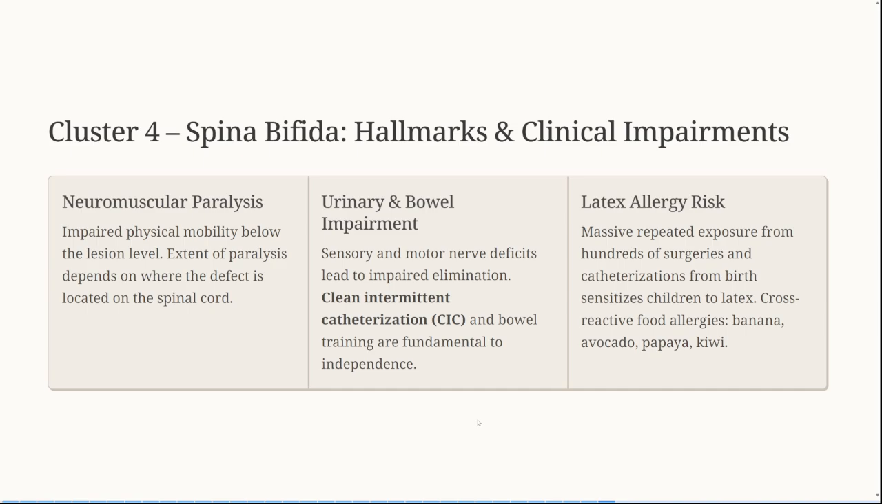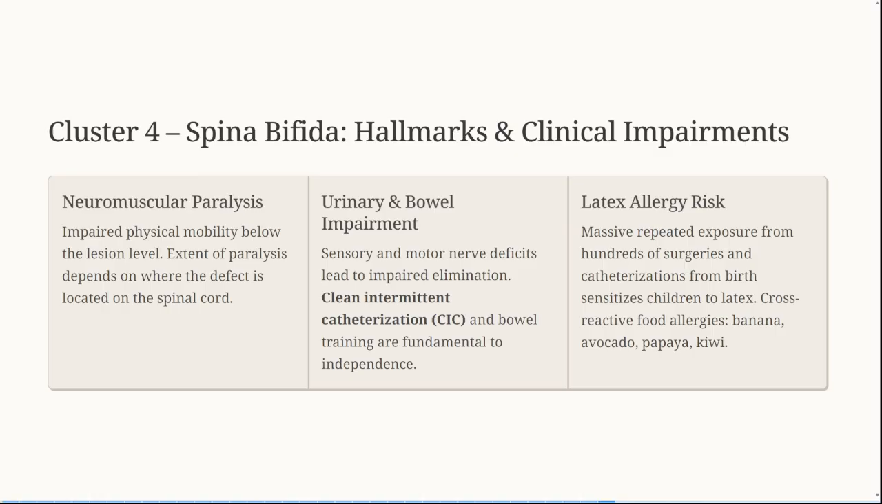There's a high-yield secondary risk here that's pretty alarming. Yes, the frequency of latex allergy, and you have to understand why. These children are subjected to dozens, sometimes hundreds, of surgical procedures and repeated catheterizations right from birth. So it's massive, repeated exposure. Exactly. And that repeated exposure sensitizes them to latex rubber products. And this latex allergy risk can extend to other things, right? It does. It extends to cross-reactive food allergies, which you have to screen for. Specifically foods from the rubber tree family like banana, avocado, papaya, and kiwi.